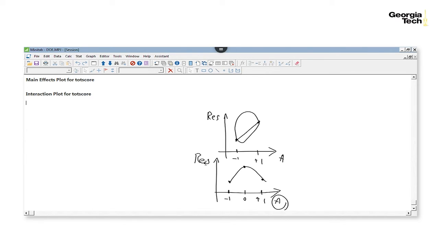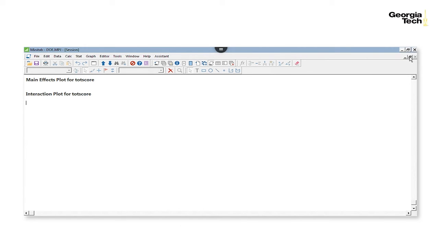But the main reason for using 2 to the power of k designs is just to screen and funnel the factors and remove the insignificant factors. Now let me show you how to use Minitab for optimization.